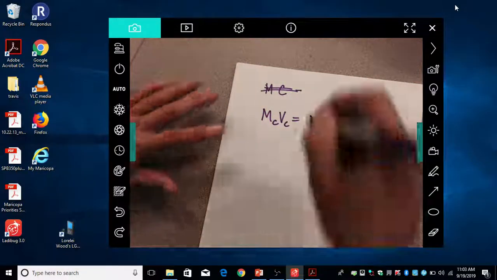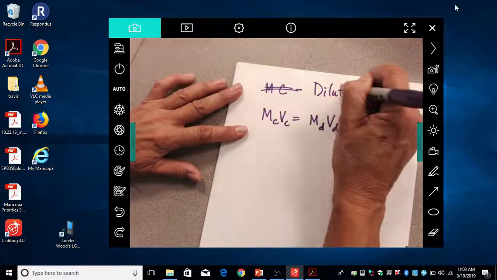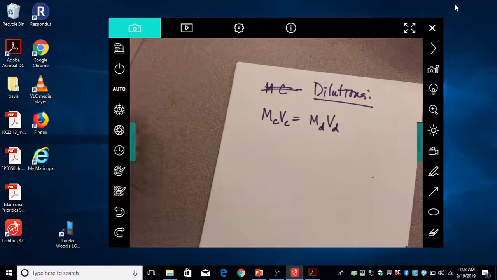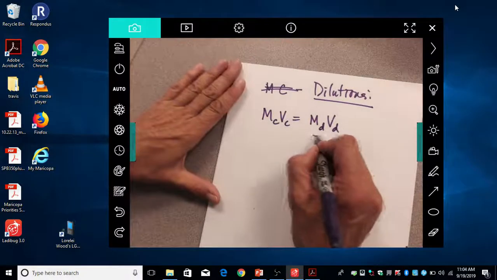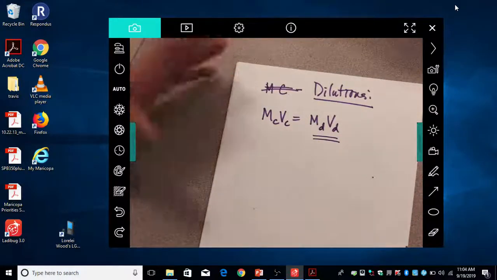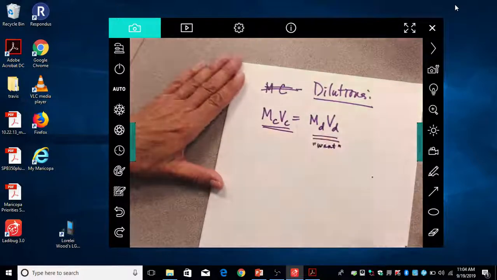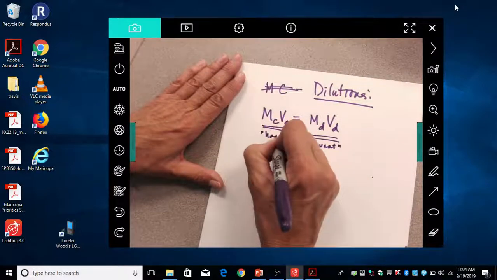So when you're making dilutions, this is a whole lot of what you do in the chemistry lab. You get a concentrated solution and you need something that's more dilute, to figure out how much water you're going to add based on how much stuff you need. So these are the values for whatever it is that is the dilute. This is generally what you want, right? And these are the values for the concentrated, the ones that you have, right?